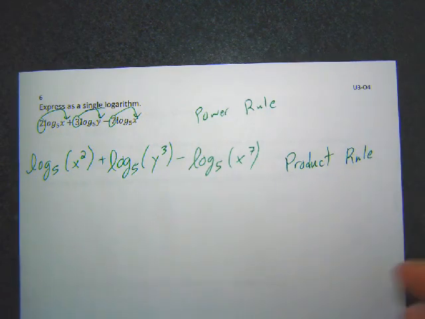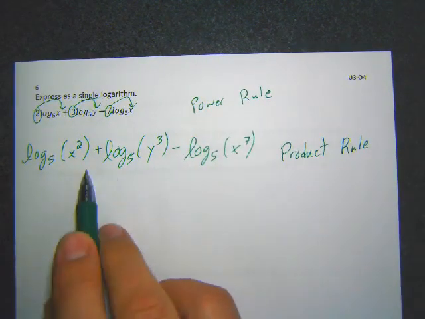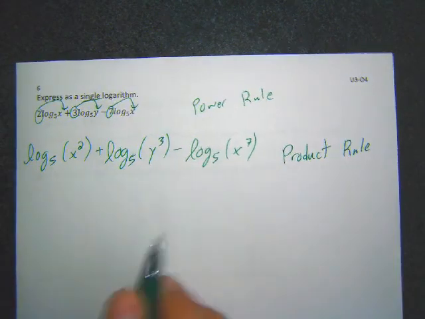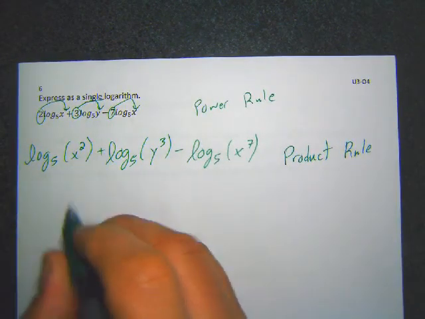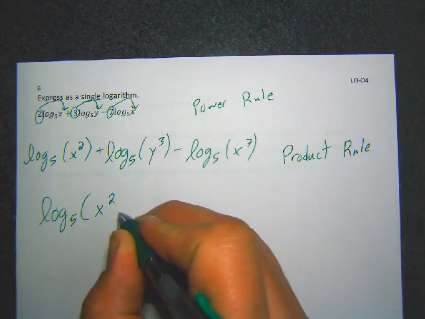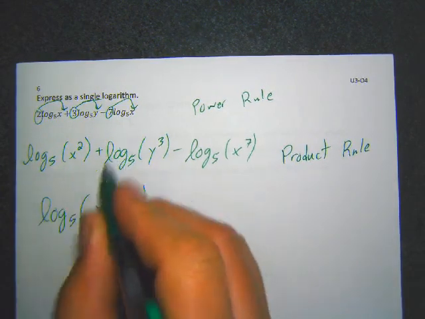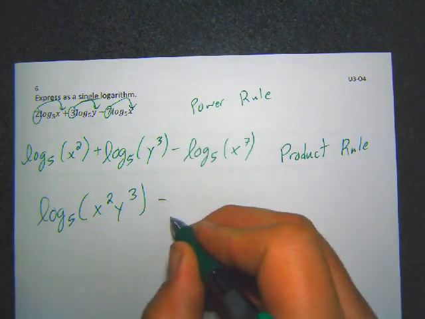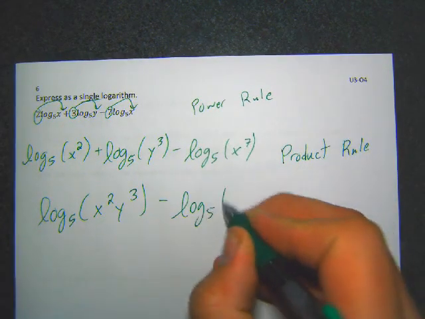Something to remember about PEMDAS is addition and subtraction happen at the same time. You just work left to right. So we'll do this one first. Addition, this turns back into a product, so we get log base 5 of x squared y cubed, because that addition turns into multiplication. Still minus log base 5 of x to the 7th.